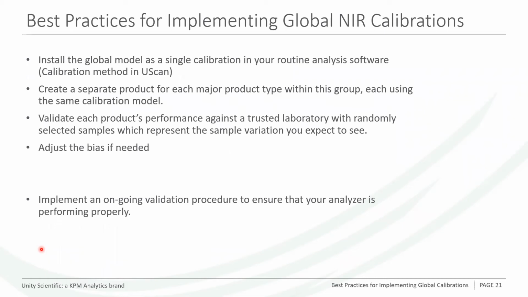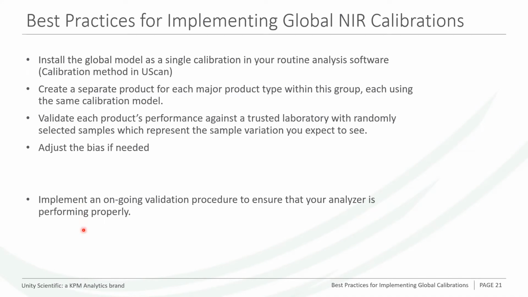Next, validate each product's performance against your reference laboratory. To do this, select random samples from your production which represent the sample variation you expect to see during your normal analytical days. Pick a number of samples, for example, 10. Send these samples out to your reference lab, get the values back, and compare them to what the NIR with the calibration is showing you. And if necessary, adjust the bias. So this optimizes on a per product basis the results from this global model.